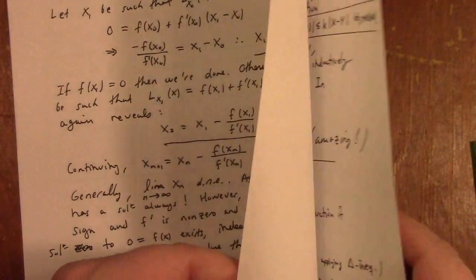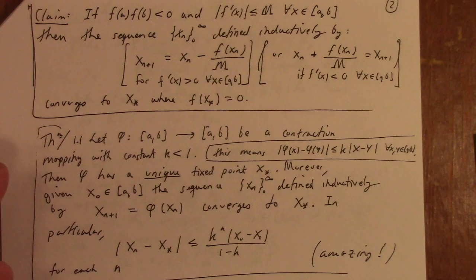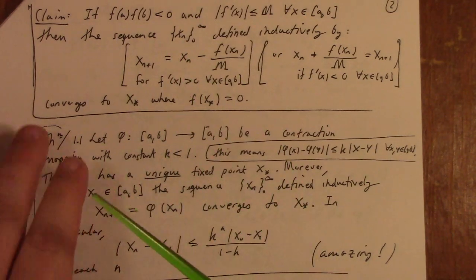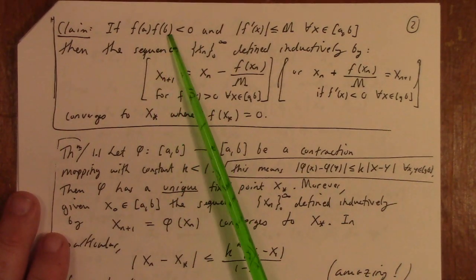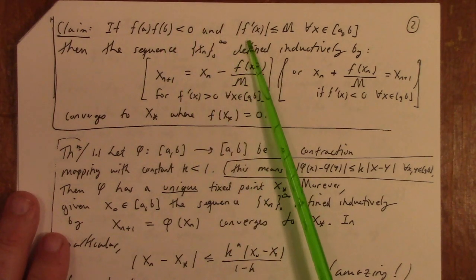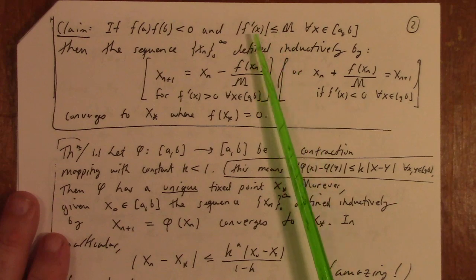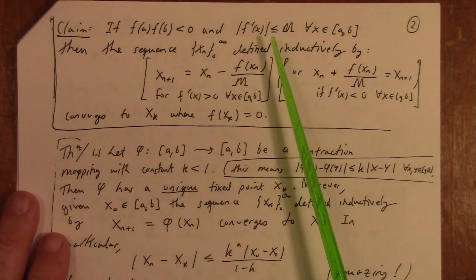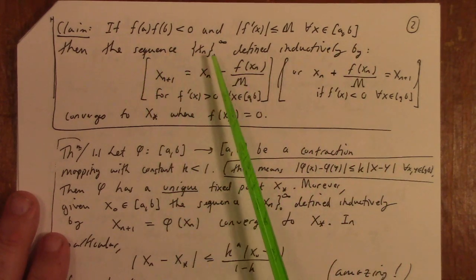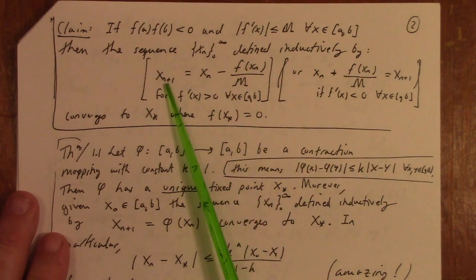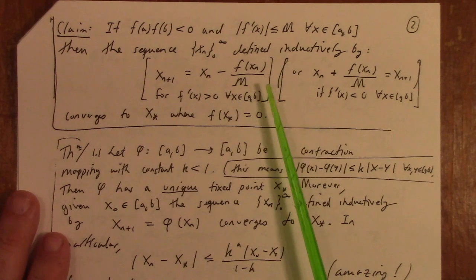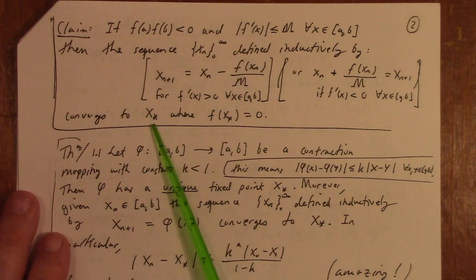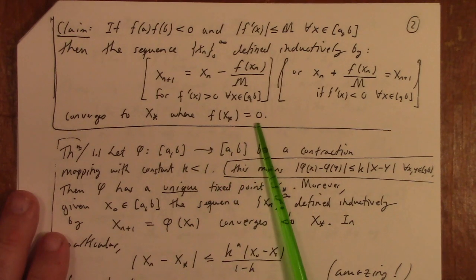Okay, so here's the claim. If f(a) and f(b) have different signs, and the derivative is bounded by M, like the slope is no more than M in magnitude, for all x in this closed interval, then the sequence defined inductively as x_{n+1} = x_n - f(x_n)/M converges to x star, and f(x star) is equal to 0.